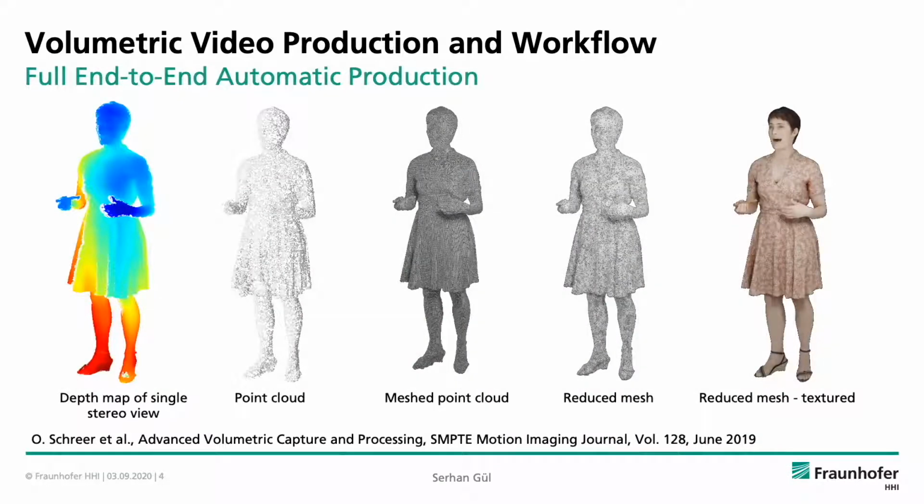After the synchronized capture, we first apply various post-processing steps like color grading and keying, and then we use a depth estimator to generate a depth map from each stereo view. Then we store those as color-coded values in a two-dimensional image, as you see on the left, and we fuse the depth information of all 16 stereo pairs, and then we obtain a 3D point cloud, which we convert to a mesh by a surface reconstruction algorithm.